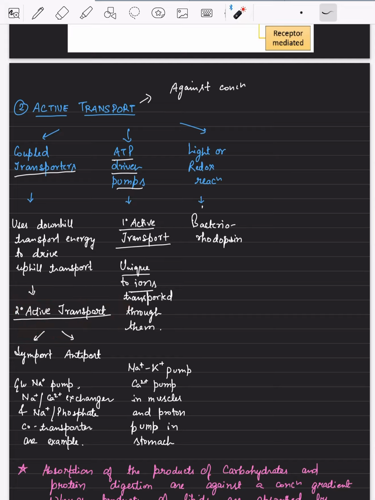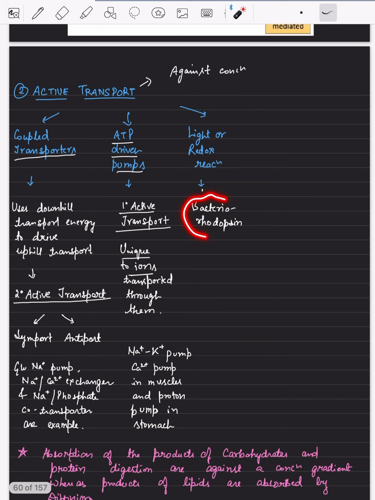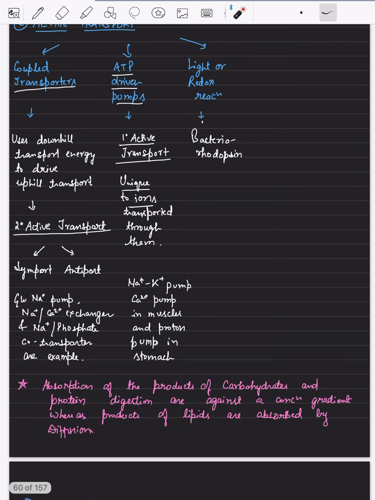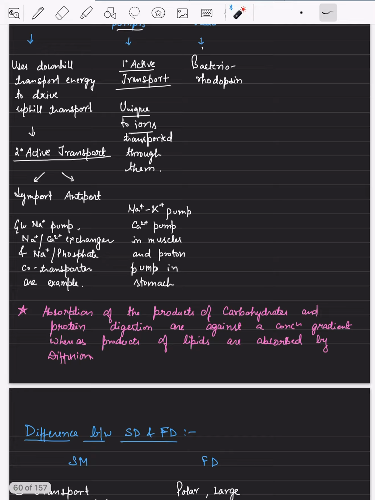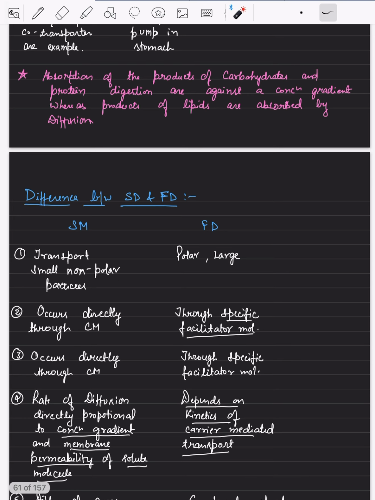Then the third one is light or redox reaction, bacteriorhodopsin. In prokaryotes, bacteriorhodopsin is present in bacteria only, and such transport is observed in them. So you can see here these lines mentioned in pink color.